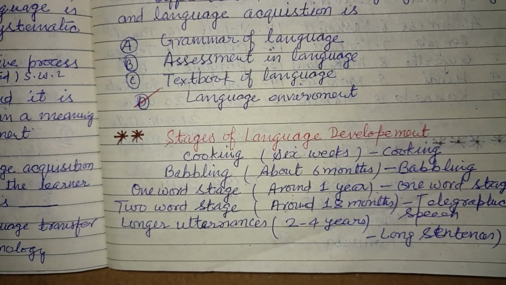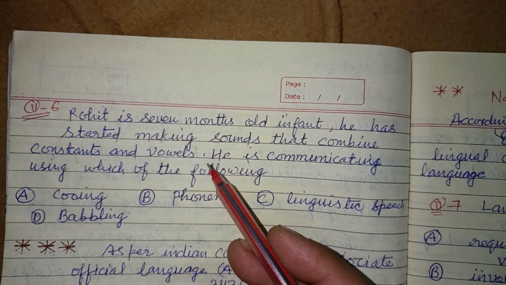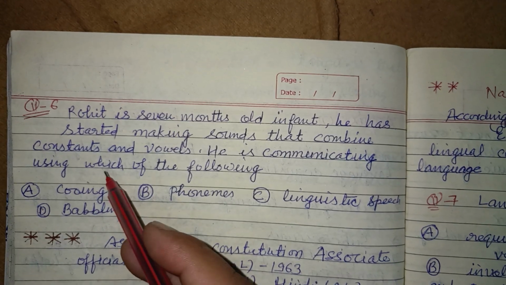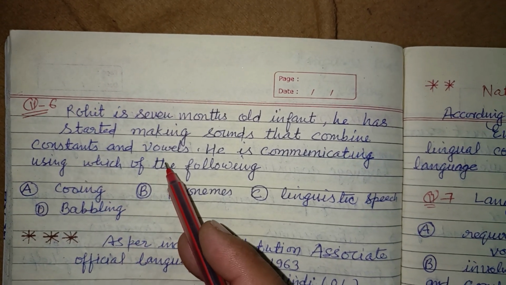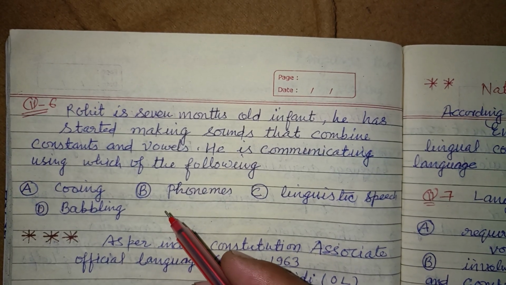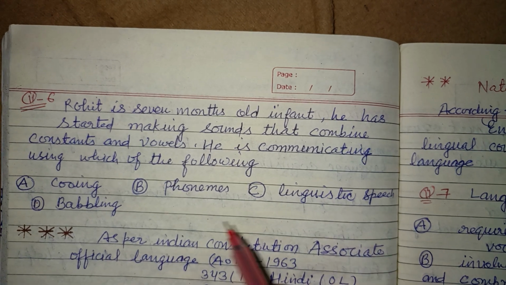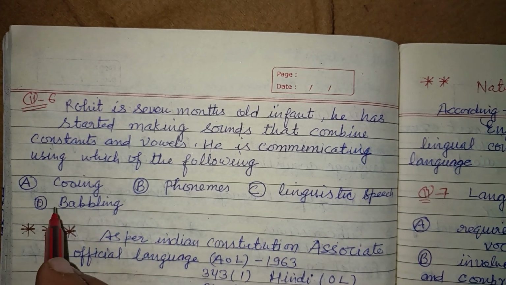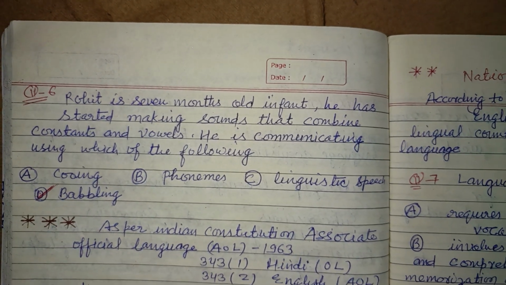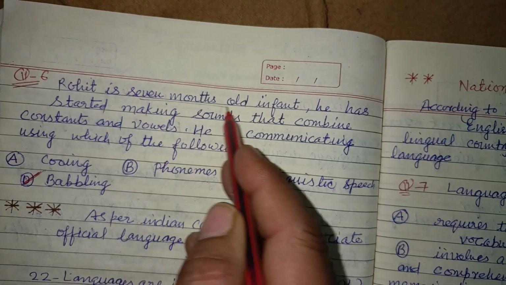Question: Rohit is a 7 month old infant. He has started making sounds that combine consonants and vowels. He is communicating using which of the following? Cooing, phonemes, linguistic speech, babbling. So he is in the stage of babbling because he is only 7 months old.